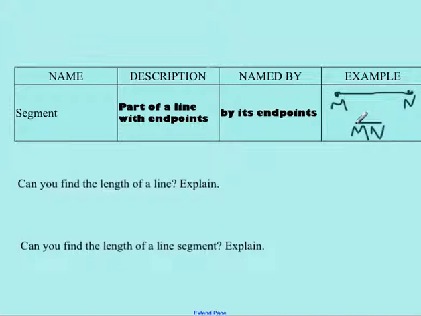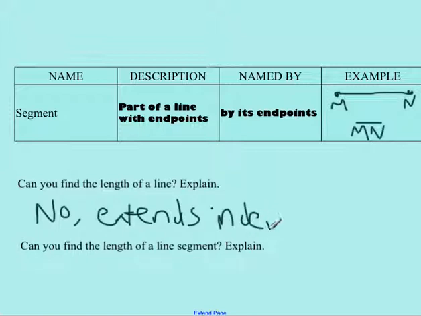So let's take a look at the next question. Can you find the length of a line? Yes or no, and then explain. No, we can't find the length of a line, because it extends indefinitely. A line continues on forever in both directions. Because it's continuing on and on in both directions, we can't measure it. The fact of the matter is you can't measure something that doesn't end.